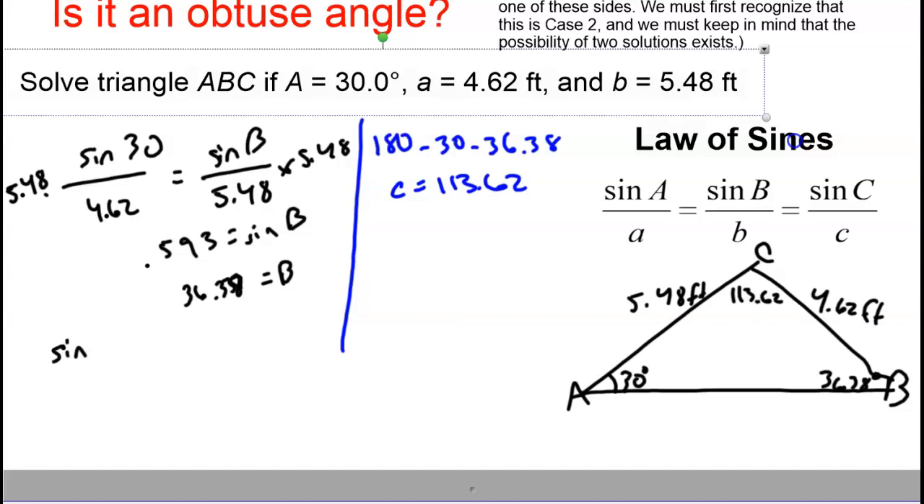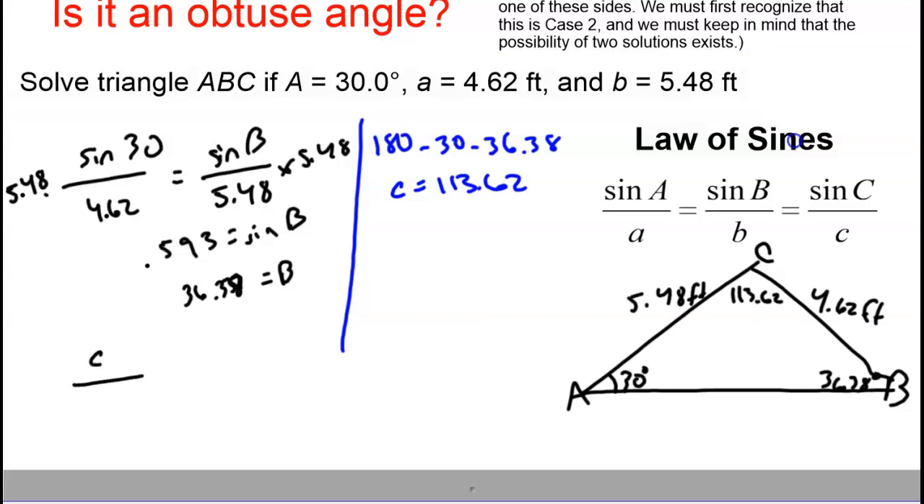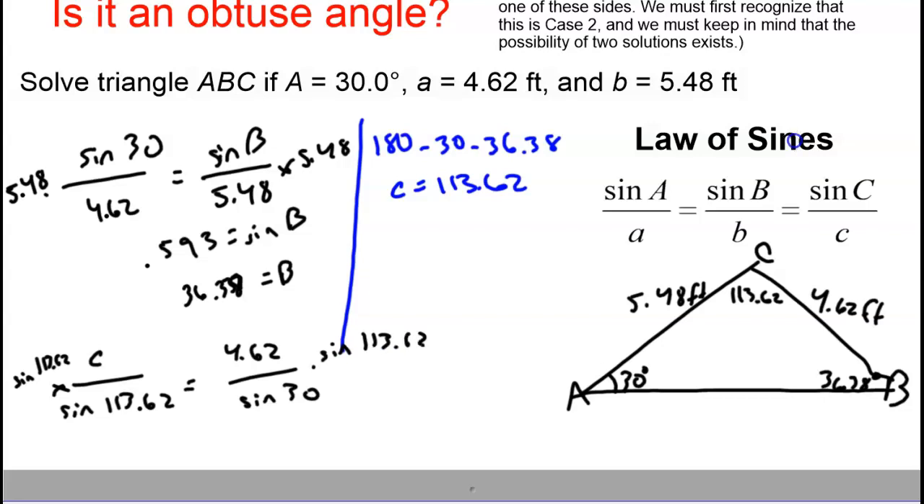And so to be able to do that, we will go sine, actually, again, let's go ahead and flip this so that we can get C on top, because that's what we're going to be looking for. We have sine C, sine 113.62, and that's going to equal, we'll go ahead and look at A again, 4.62 over sine 30, and we want to get C by itself, so we will be multiplying sine 113.62 over here, and this cancels those out.